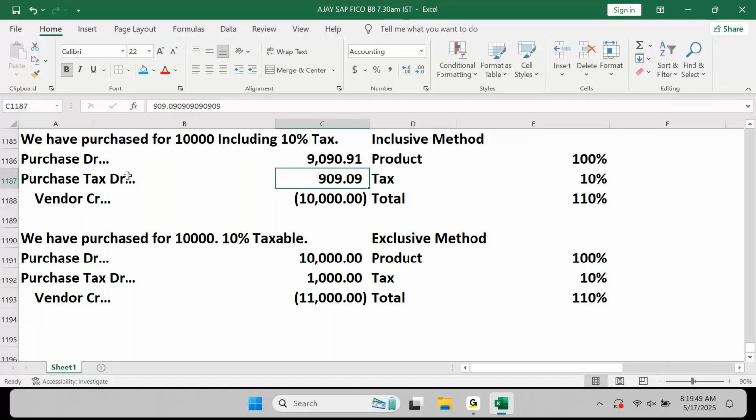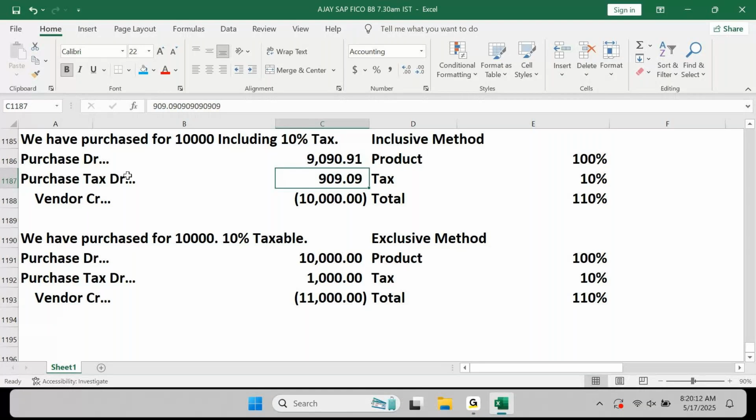Majoritarily we will hear, no, I did not work on taxation, tax is difficult. Reason, we feel we only need to work on everything. But are we the one who is working on everything in taxation? No. Along with FI, you have SD, along with you have MM, because most of the purchases are from MM, most of the sales are from SD.